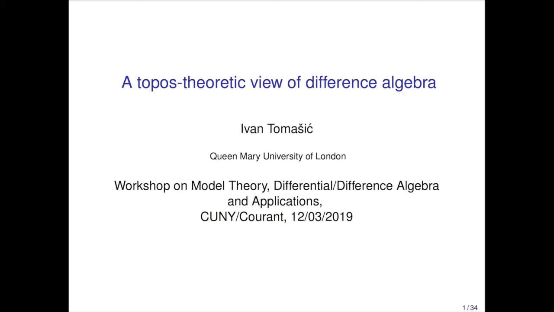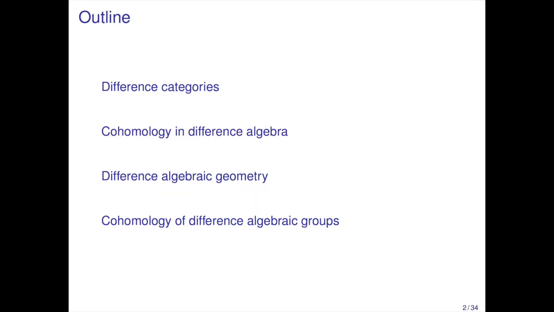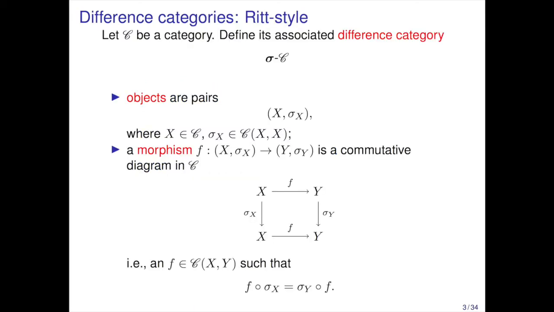So I would like to propose a rather new approach to difference algebra. I will start from the usual classical Ritt-style approach and set up some framework of categories of difference objects. And then I will guide you through my steps to enlightenment on trying to develop cohomology in difference algebra. I promised in the abstract to give a solid foundation for difference algebraic geometry, and then I will finish with, time permitting, some concrete calculations on cohomology of difference algebraic groups.